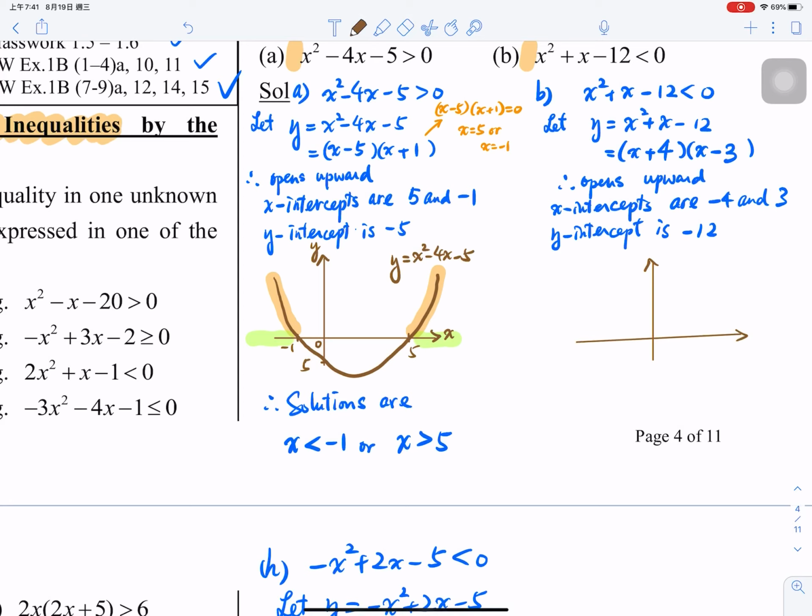Because the y-intercept is negative 12, it's better to draw it longer. Or say that drawing the x-axis here is better. Yeah, x, y, and here 0, negative 4. So a pointer here, 3 about here. How about negative 12? Maybe here. Okay, let's draw or sketch the graph.